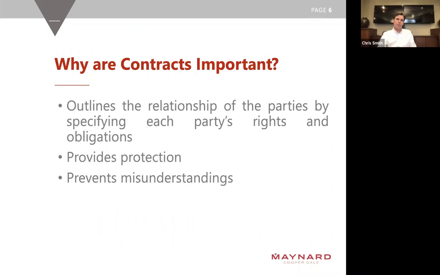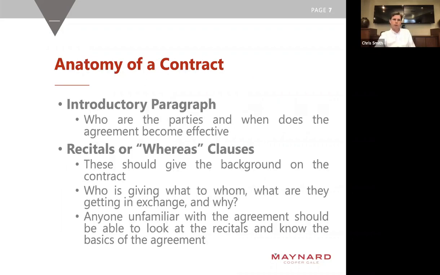So why are contracts important? They outline the relationship of the parties by specifying each party's rights and obligations. They obviously provide contractual protection to each of the parties and, if drafted properly and correctly, they also help to prevent misunderstandings between the parties to the contract about what the obligations are and what each party is supposed to be doing. And, I'll back up for just a second.